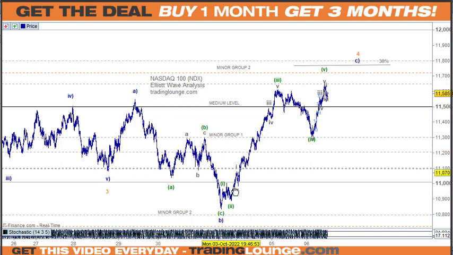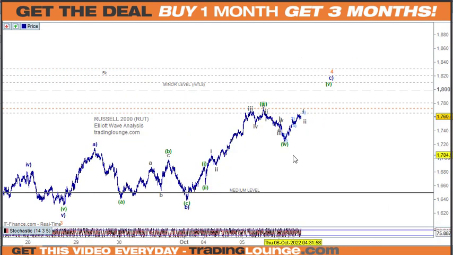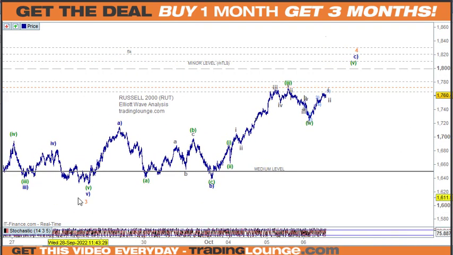Coming over to the NASDAQ, it is the same as well, so I won't bore you to death. Wave 3 with the A wave, the B wave, and then going up for the C wave here to wave 5, 38.2% retracement levels, a little bit higher up here. That's where that is at the moment.